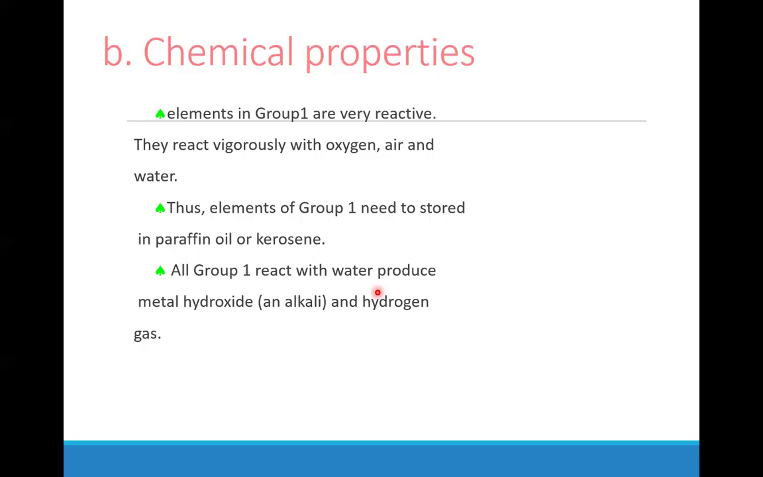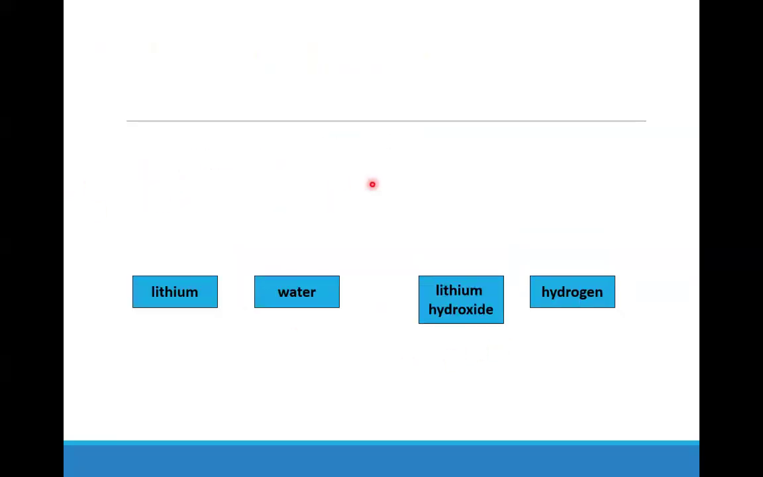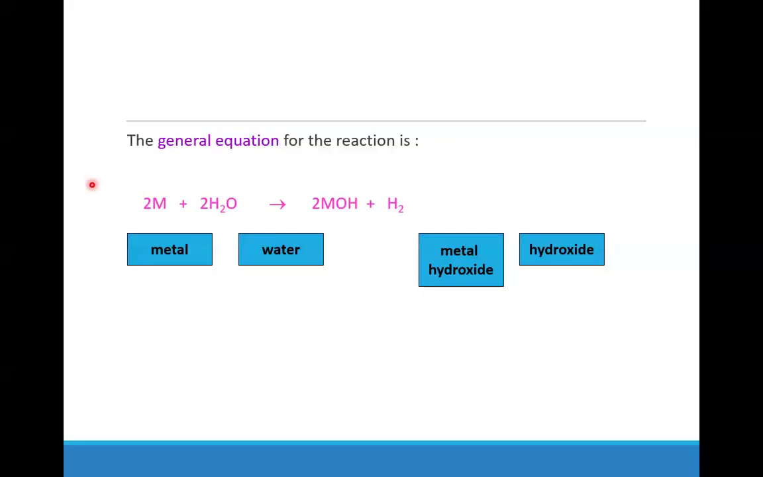The second chemical property is that all group 1 elements react with water to produce a metal hydroxide and hydrogen gas. This is a general equation for the reaction of a group 1 metal with water. M right here shows the metal, and then we have water. The group 1 metal reacts with water to form the metal hydroxide and also releases hydrogen gas.